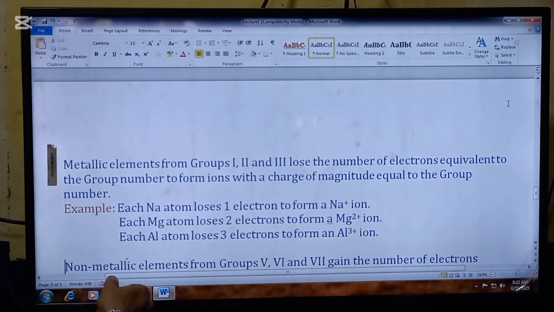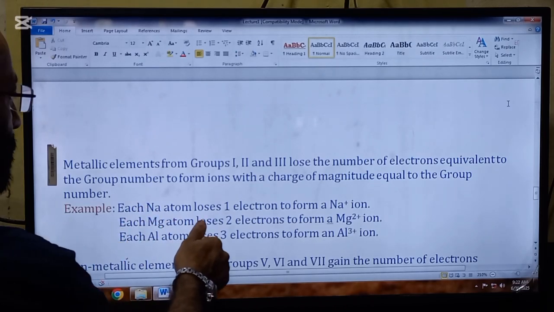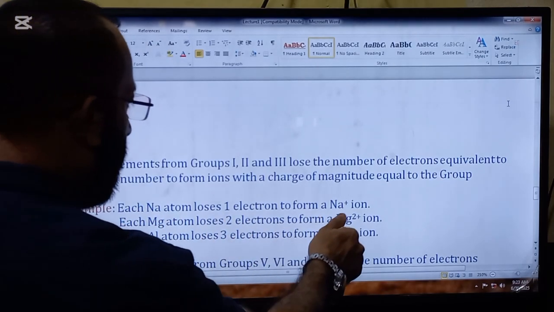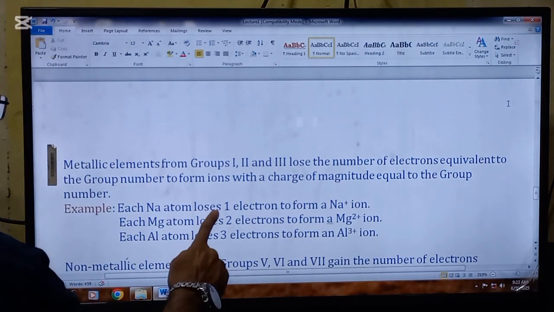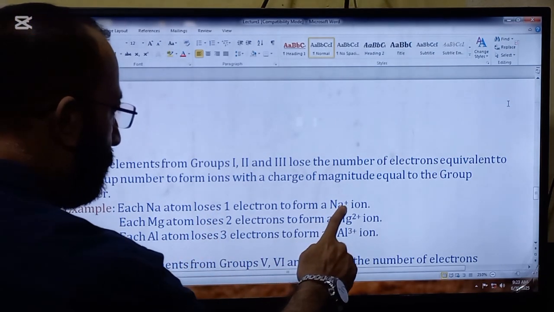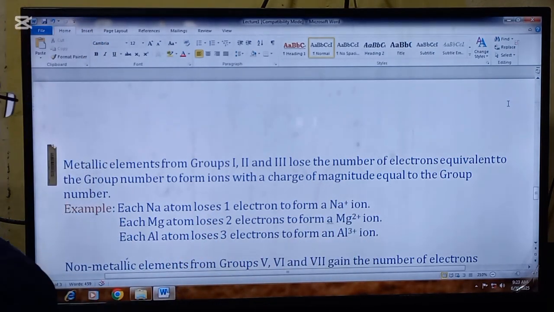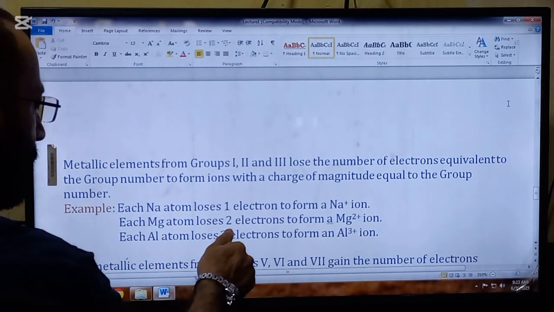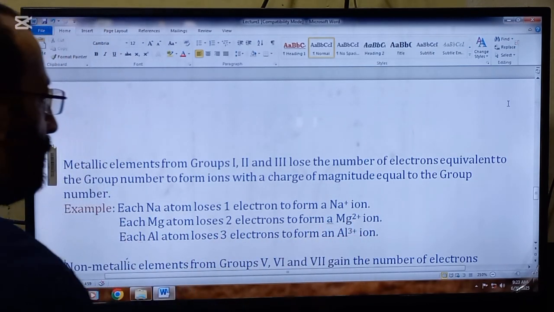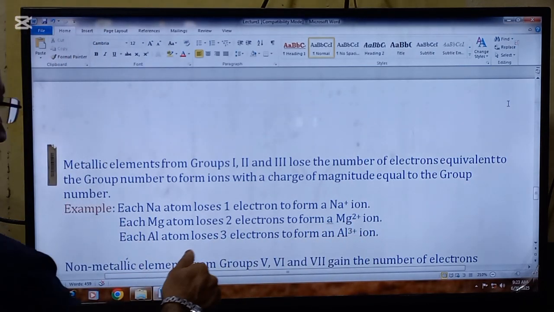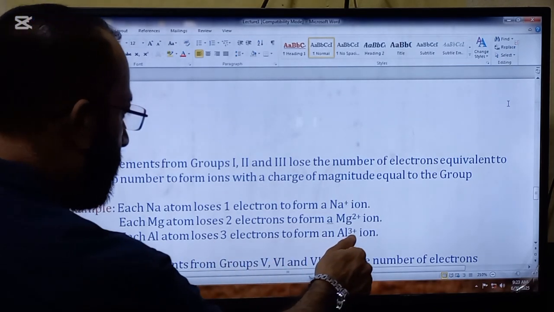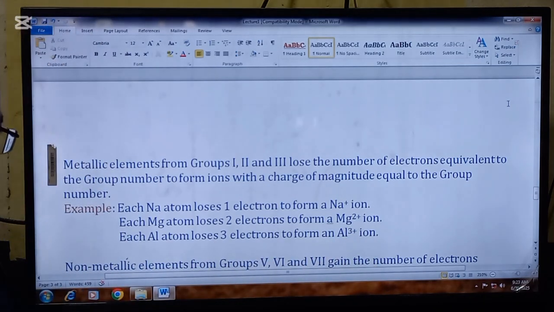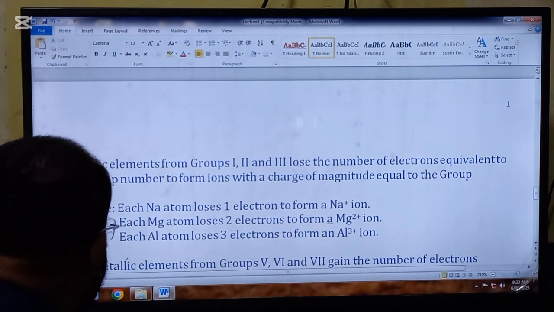So look, now here are examples. Each sodium atom loses 1 electron to form Na+, because it is losing 1 electron, so a 1+ charge will be there. Magnesium is losing 2 electrons, so the charge will be 2+. Aluminium atom loses 3 electrons, so 3+ will be the charge on the ion.